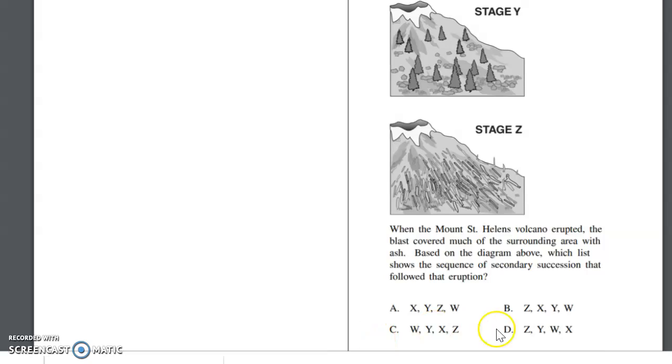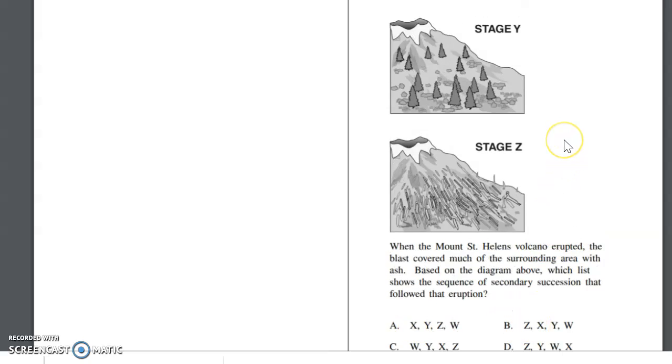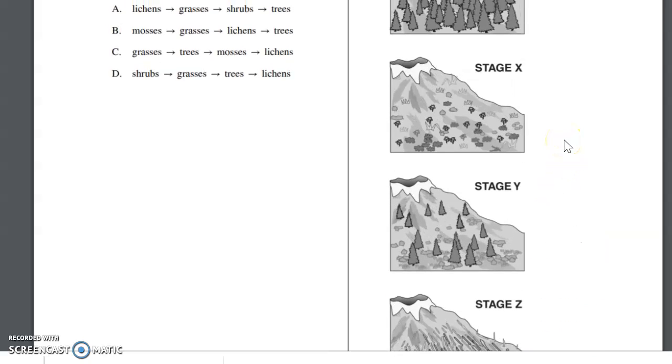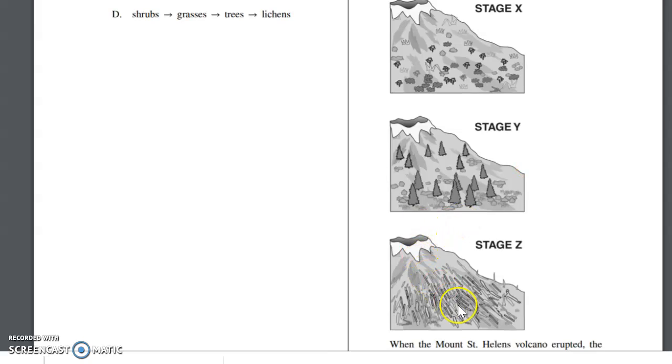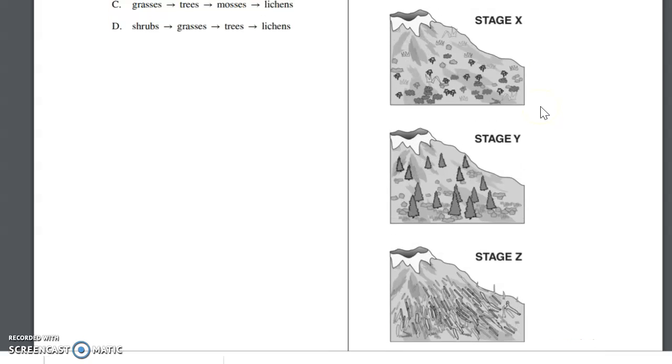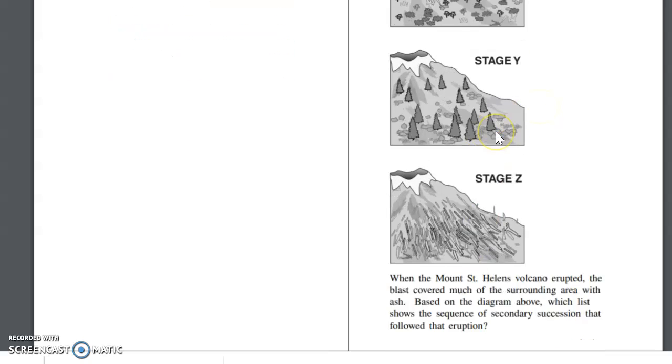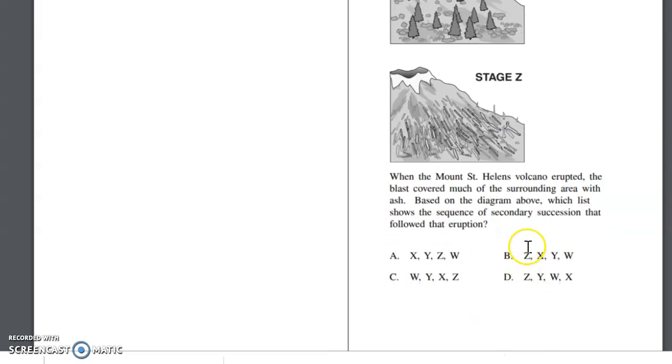We can eliminate C and D because they do not end in W. So X and Z, which one would be the best starting spot? Okay. Z looks like it was fresh with the ash right there, and then X looks like there's some little maybe wildflower starting to grow there. So I would say Z, X, Y, W. Let's see if that's what it says. Z, X, Y, W. B would be our best answer there.